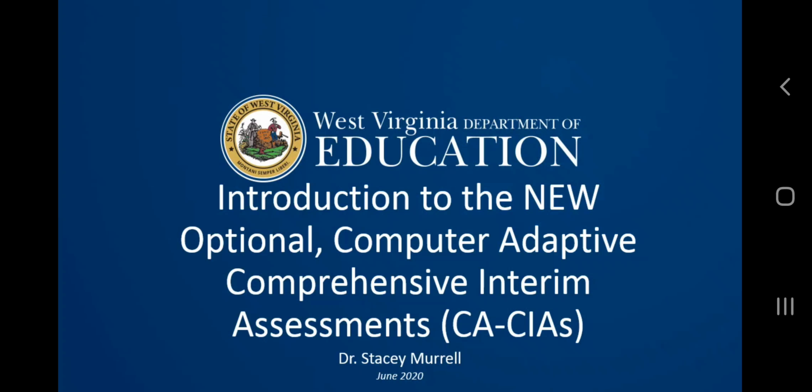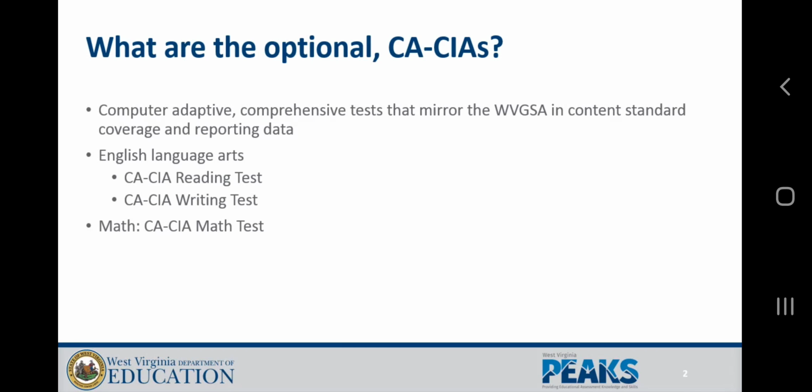On this webinar, I will be giving you an introduction to the new optional Computer Adaptive Comprehensive Interim Assessments, otherwise known as the CA-CIAs. What are the optional CA-CIAs? They are computer adaptive comprehensive tests that mirror the WVGSA in content standard coverage and reporting data. They're available in English language arts and in math. For ELA, students will take the reading test and the writing test, and for math, they will only take the math test.